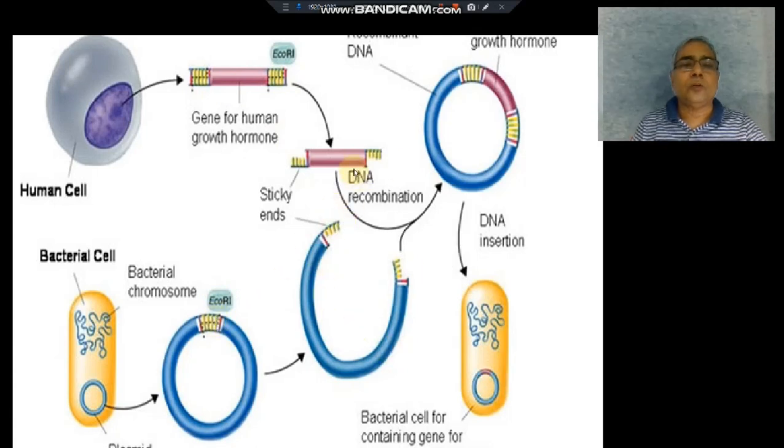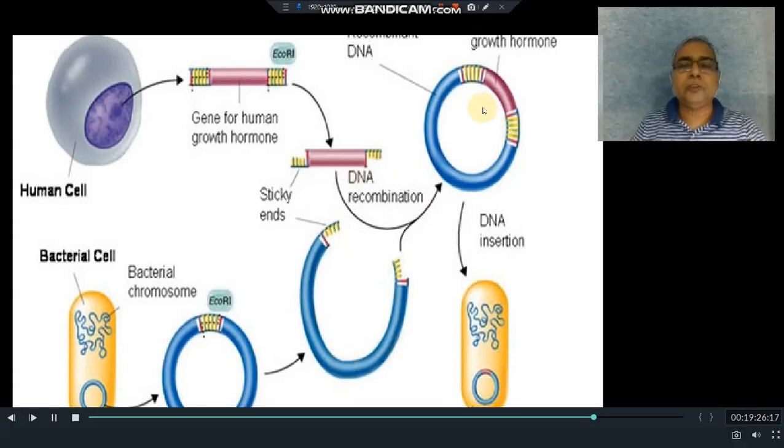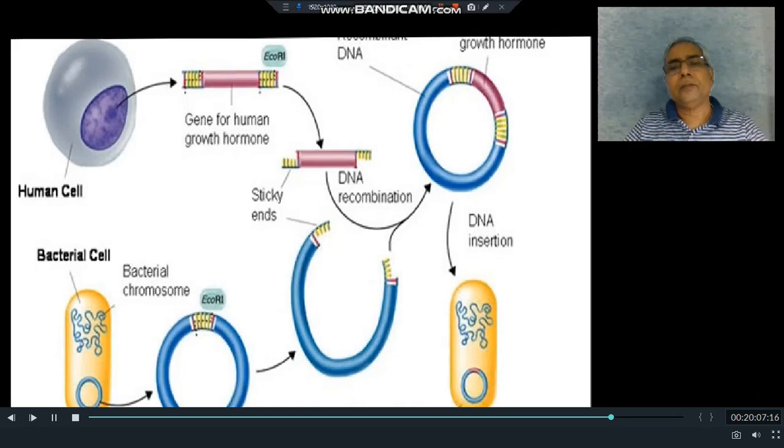Now when both this growth hormone gene and the open plasmid are mixed, then they will join with each other, they will ligate with each other. Now in this bacterial plasmid, the growth hormone gene has been inserted. This is termed as recombinant DNA molecule. Now this recombinant DNA molecule is again transferred inside the bacterial cell. This whole technology is termed as recombinant DNA technology. We will deal with it in great detail in our next video. But first of all, here it is taken to explain the term recombinant DNA technology.